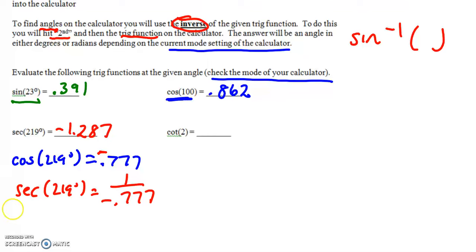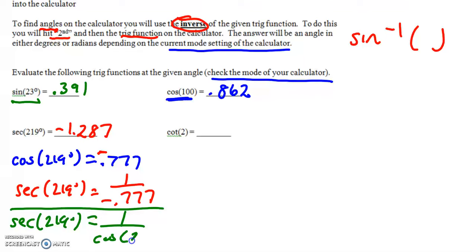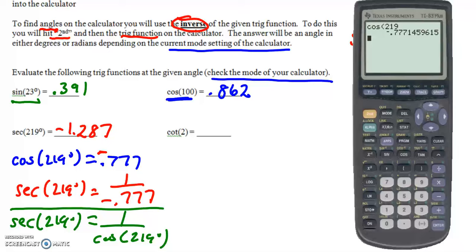Now, that way completely makes sense with what we're doing, but some of you might like another way that is a little bit faster. If you look at secant and you know in your head that the reciprocal function to secant is cosine and the reciprocal function to cosine is secant, you could say the following. The secant of 219 degrees equals 1 over the cosine of 219 degrees. And then you can plug that directly into your calculator. 1 divided by the cosine of 219 degrees. And if I do that, I get the same ratio, negative 1.287, but it is a little bit faster.